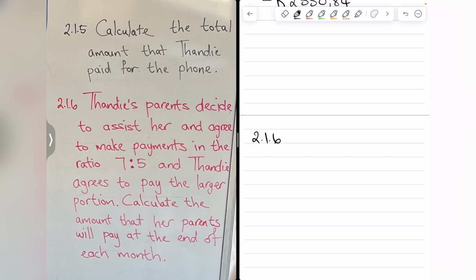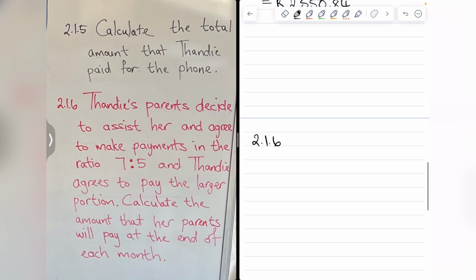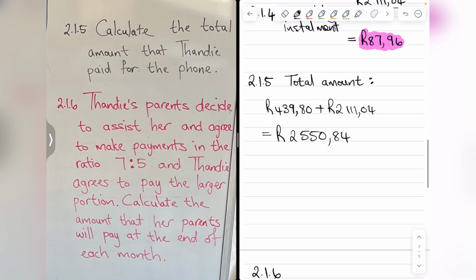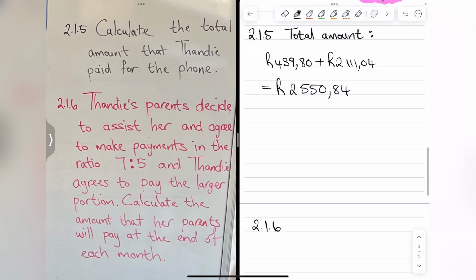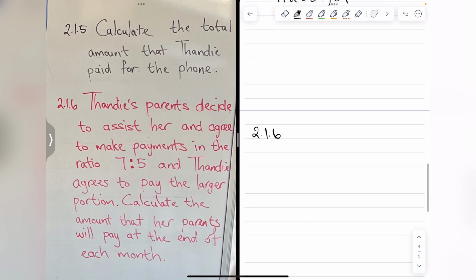So we need to, of course, just determine then, look, that's 7 parts of 87 Rand 96 cents that Thandi will pay, and her parents will pay 5 parts of 87 Rand 96. So we are going to start by calculating the total parts of this ratio. And that is, of course, 7 plus 5, which is 12 parts. So 7 plus 5 is 12.